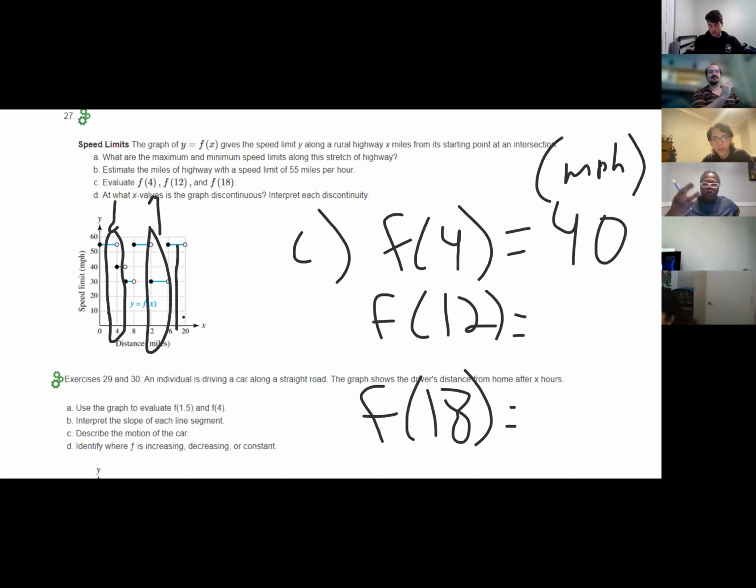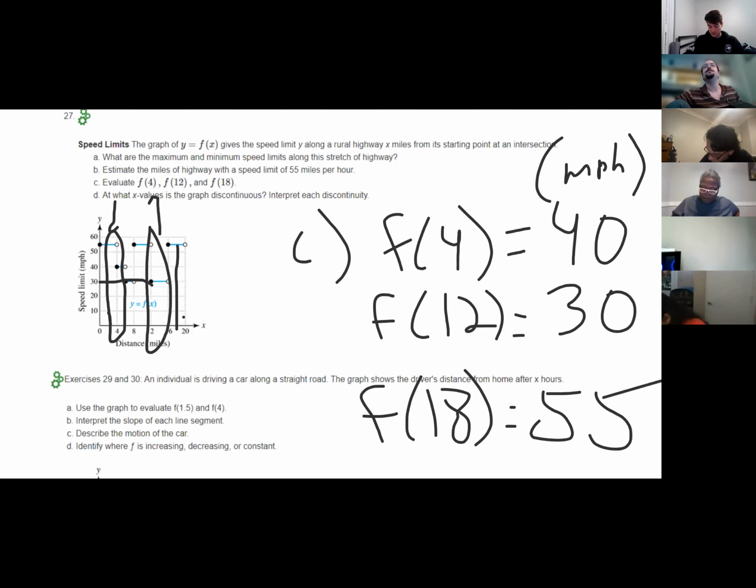Maybe 30. Yeah, it'd be 30. We're looking along here at that point, and that's 30. And what's that last one? F of 18. 18 is going to be somewhere between 16 and 20. So if I plug in there, what am I going to get? 55 miles per hour. 55. Okay.